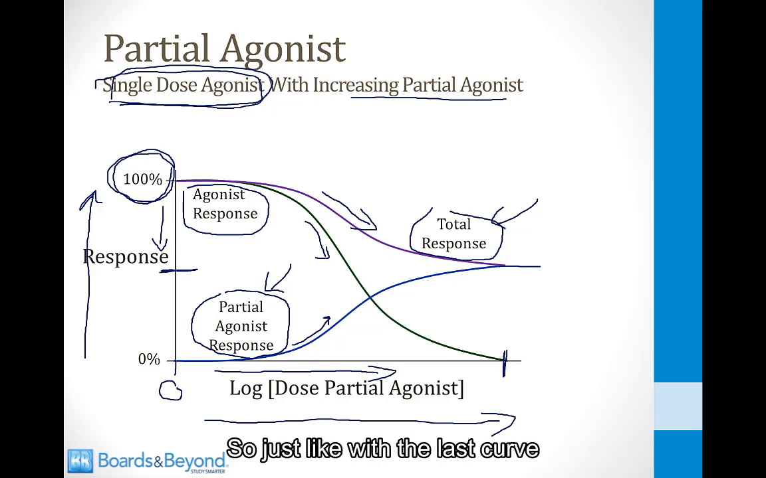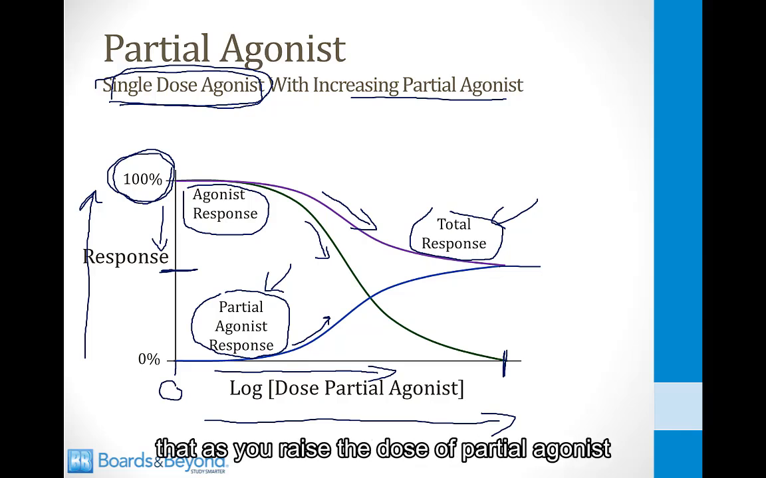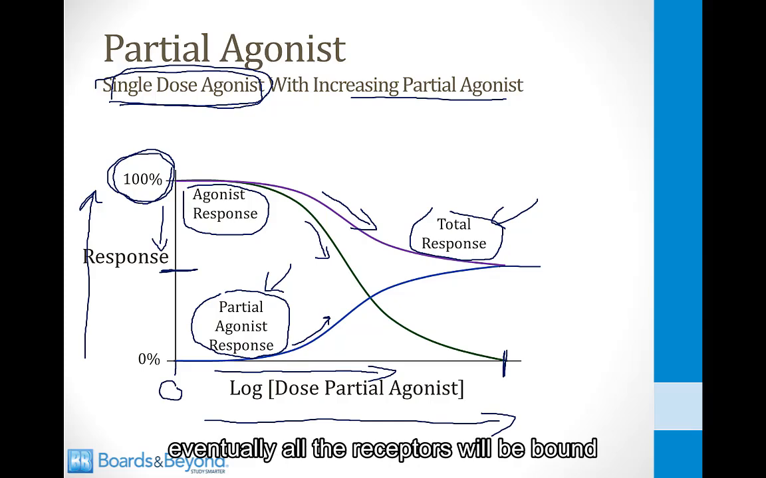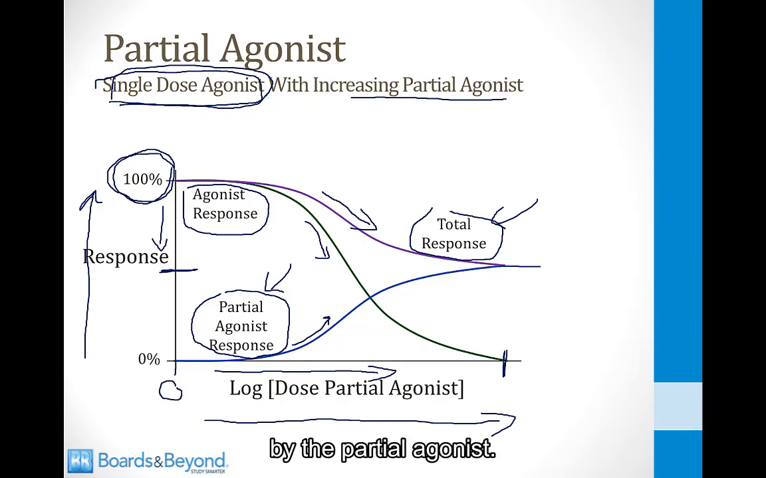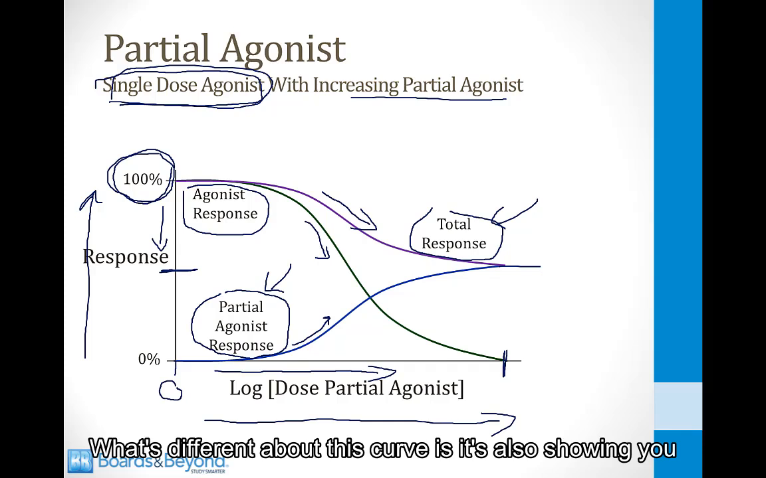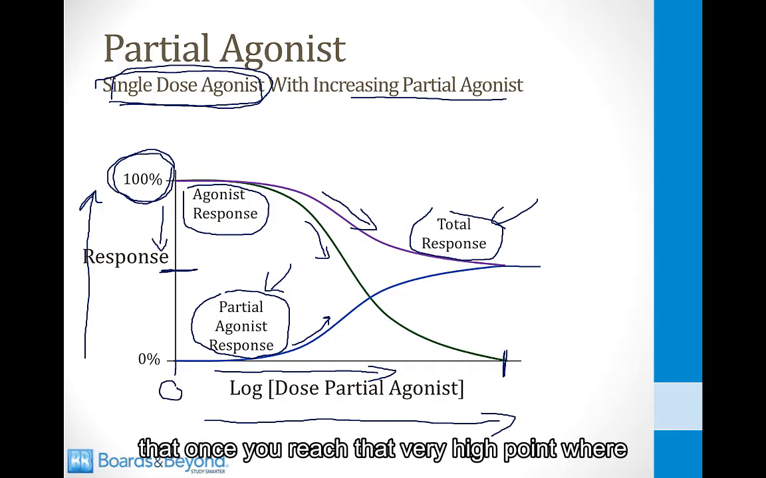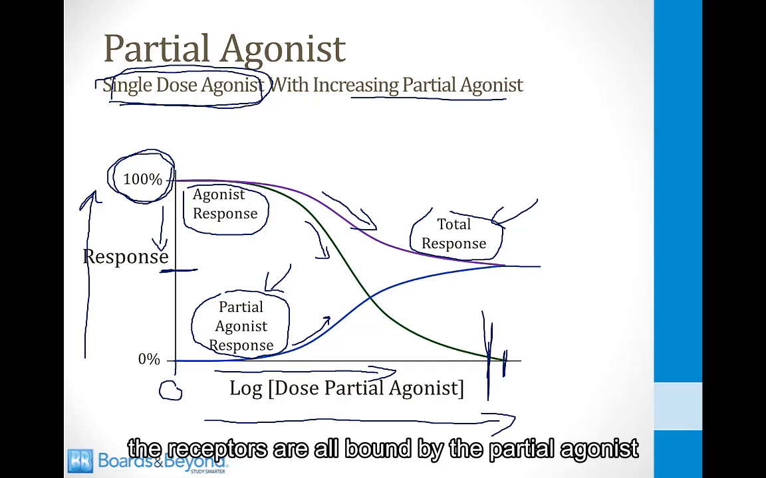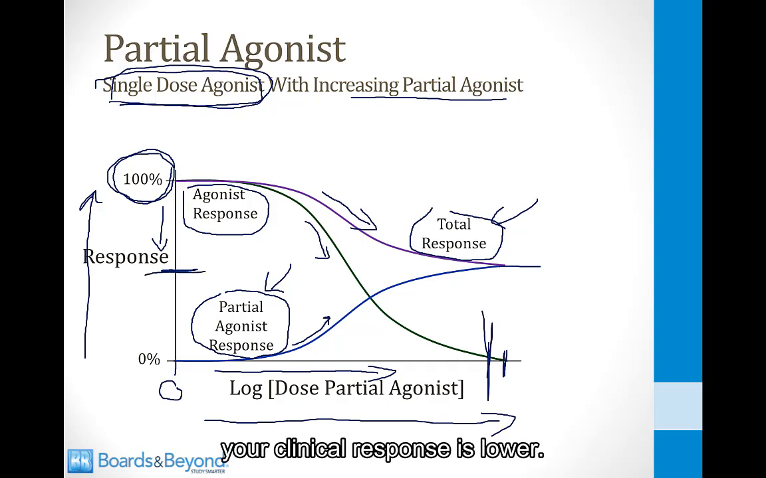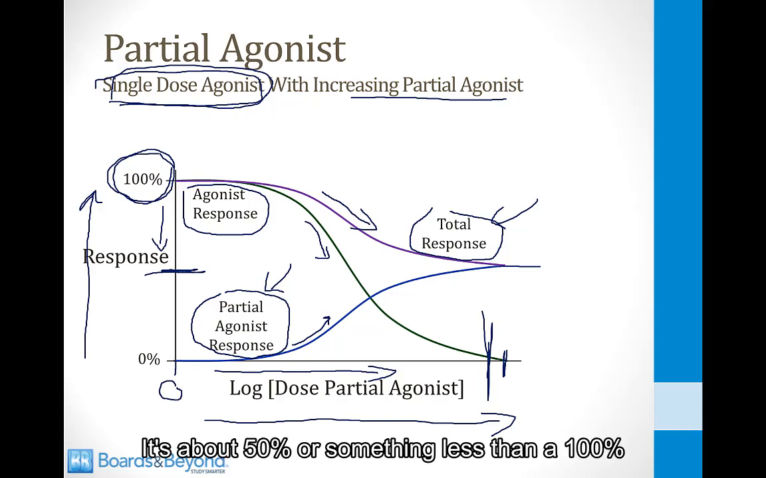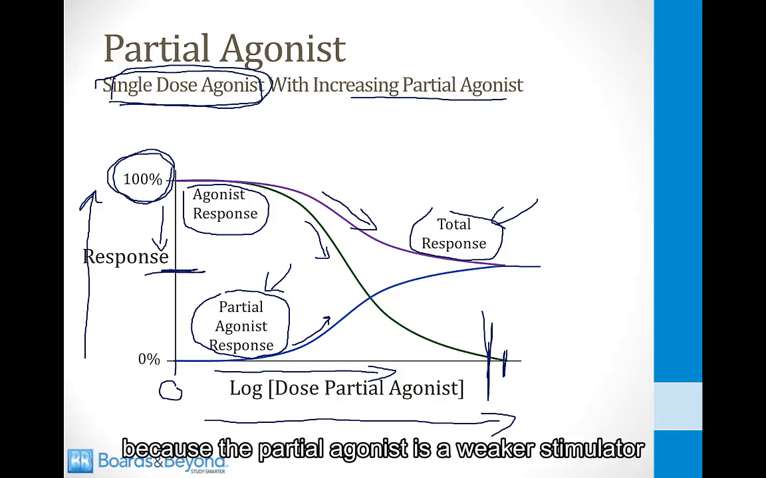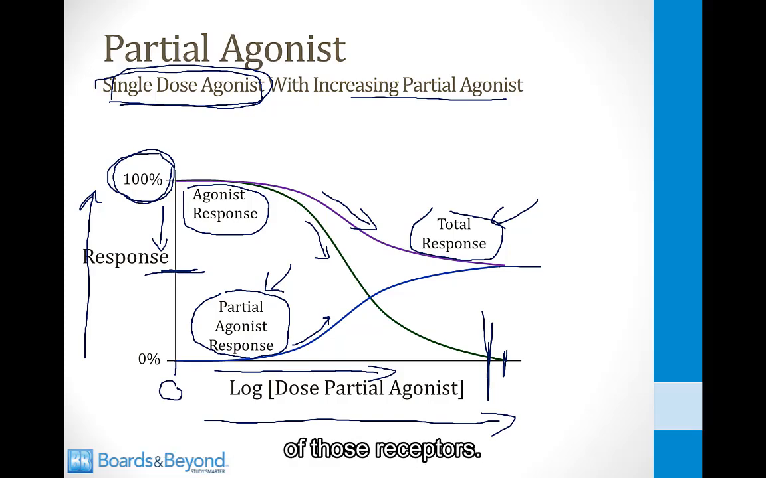So just like with the last curve, this curve is designed to show you that as you raise the dose of partial agonist, eventually all the receptors will be bound by the partial agonist. What's different about this curve is it's also showing you that once you reach that very high point where the receptors are all bound by the partial agonist, your clinical response is lower. It's about 50% or something less than 100%, because the partial agonist is a weaker stimulator of those receptors.